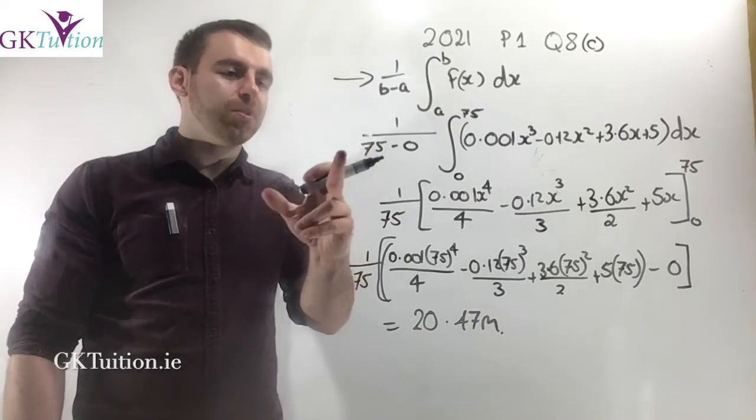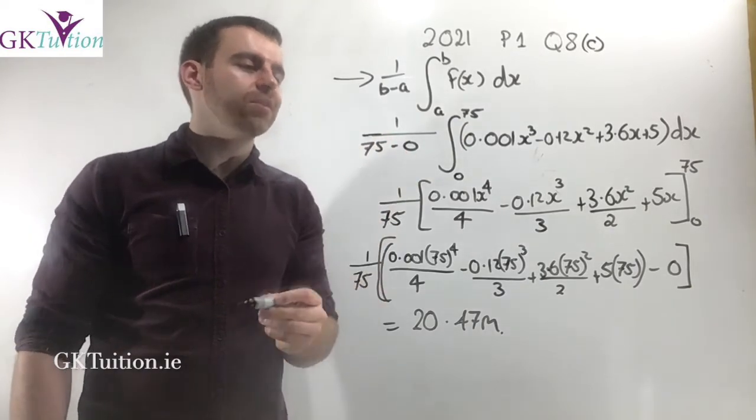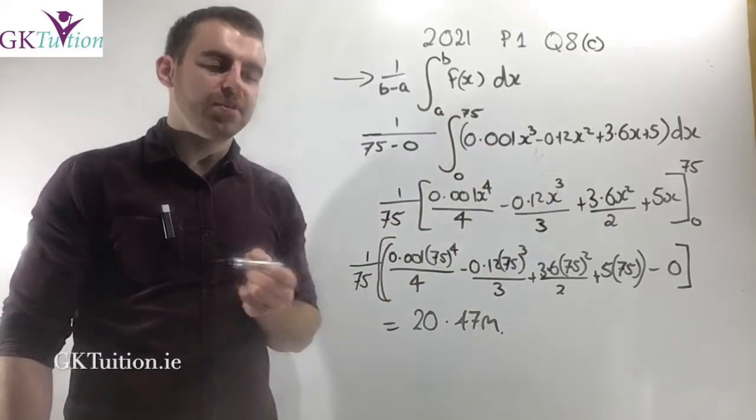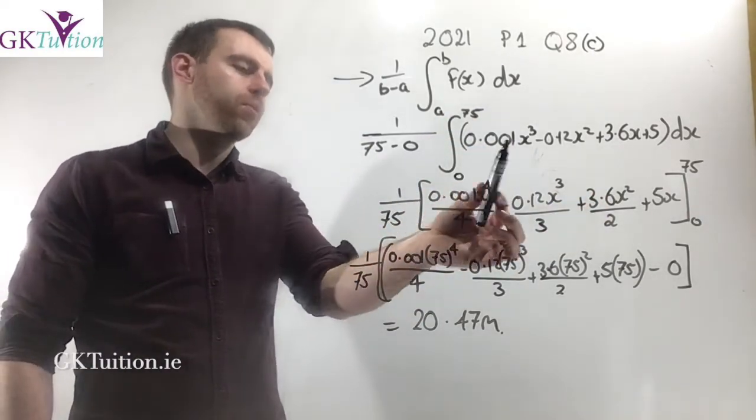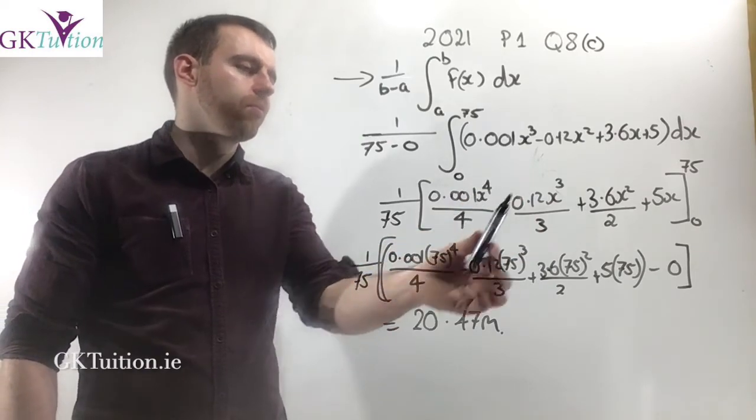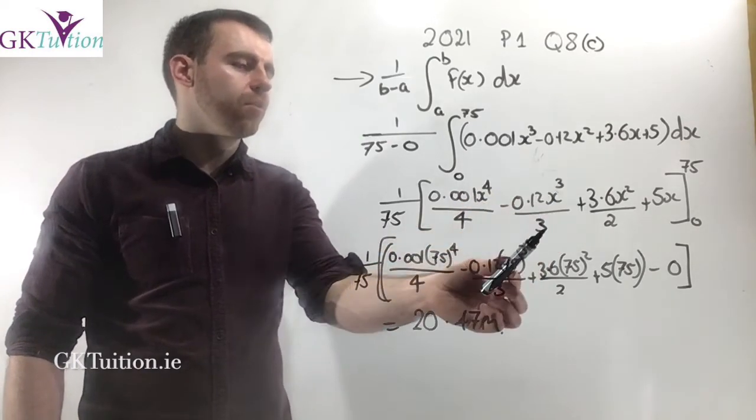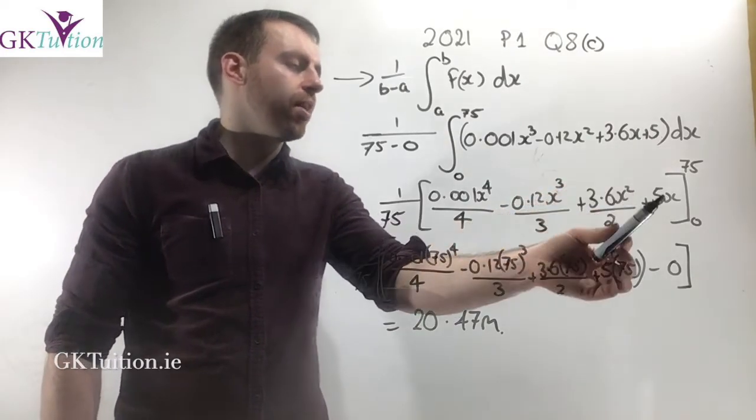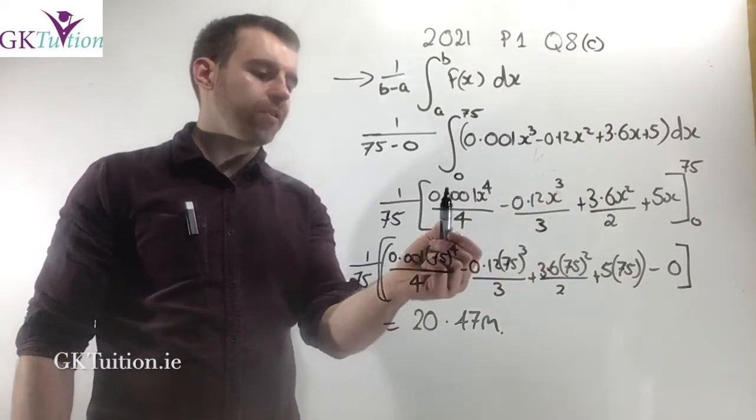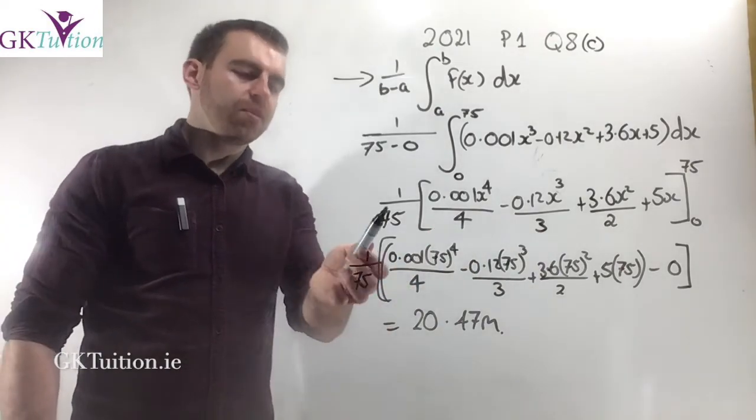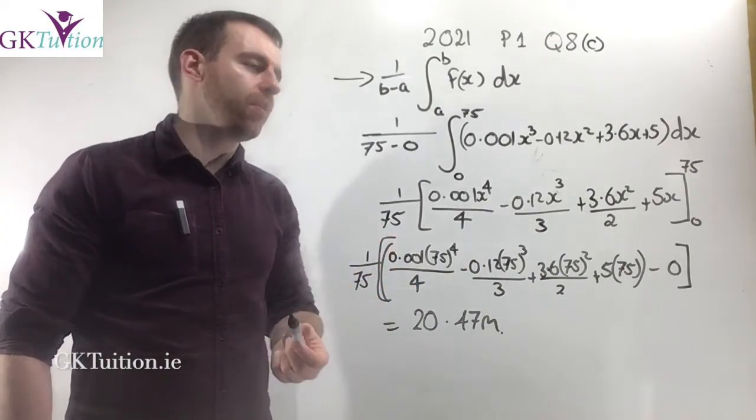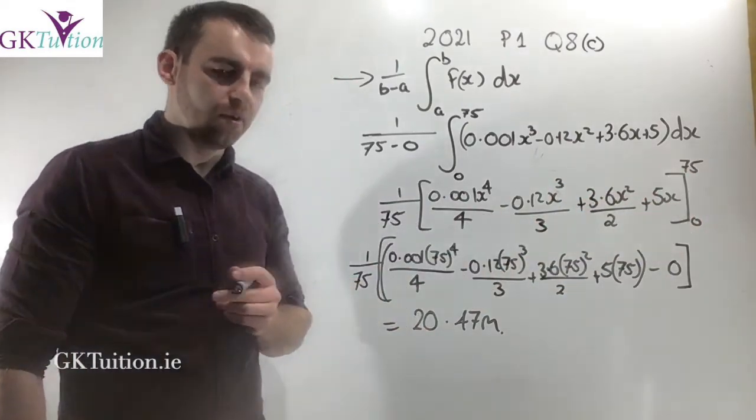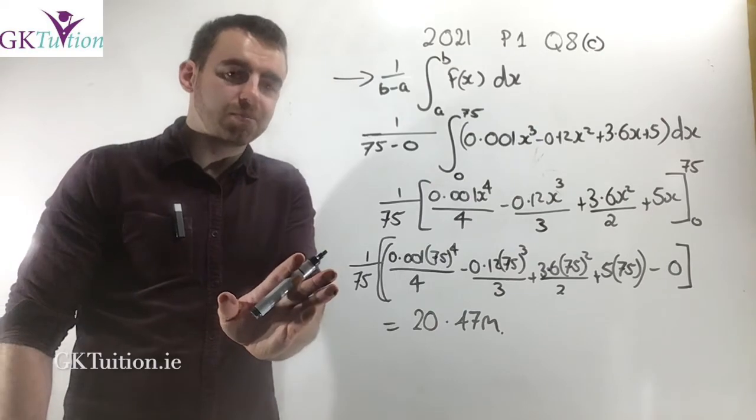Essentially, we need to multiply by 1 over 75 minus 0 and integrate the function h of x from 0 to 75. When I integrate the function, the x cubed becomes x to the power 4 over 4, x squared becomes x to the power 3 over 3, x becomes x squared over 2, and the 5 becomes a 5x. Notice the coefficients, they remain the same. The fraction here is obviously just 1 over 75, and my limits I have to sub in from 0 to 75. So what I did on this line was I subbed in my limits.